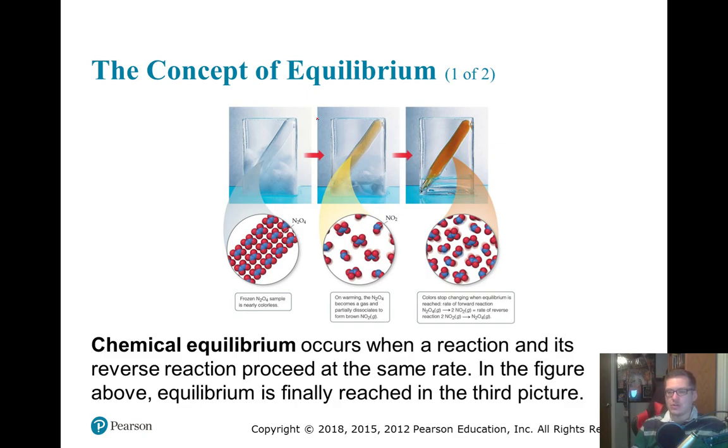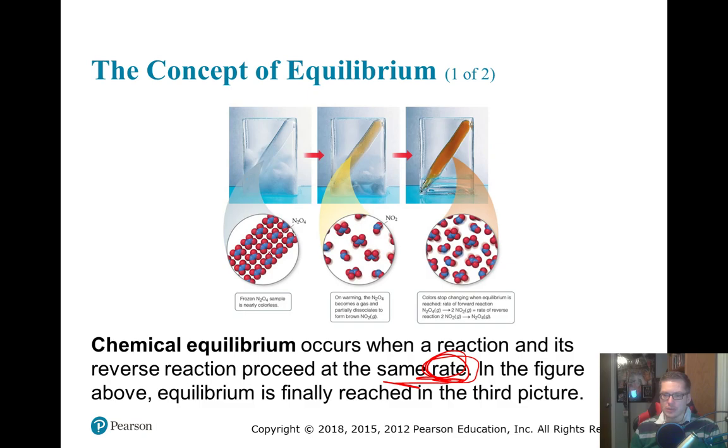Chemical equilibrium occurs when we have a chemical reaction instead of a phase change, and it happens when the reaction and its reverse reaction proceed at the same rate. Now that's the key right there, the same rate. So in the figure above, equilibrium is finally reached in this third picture.